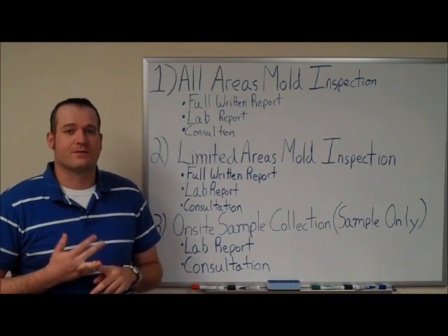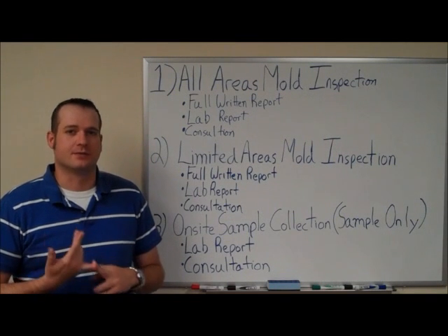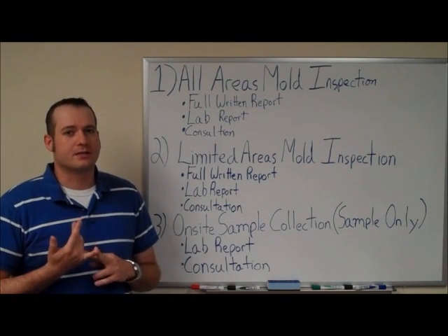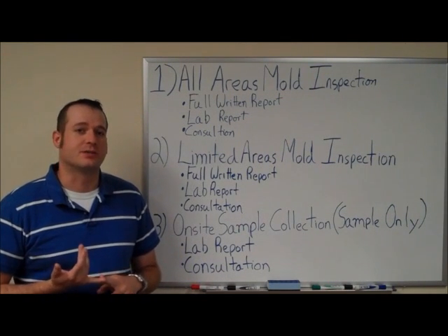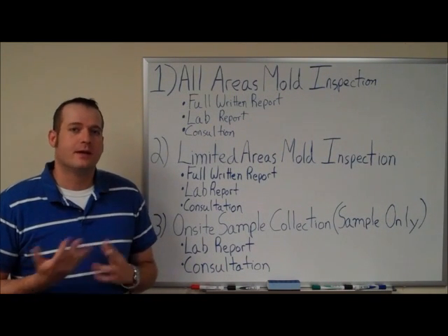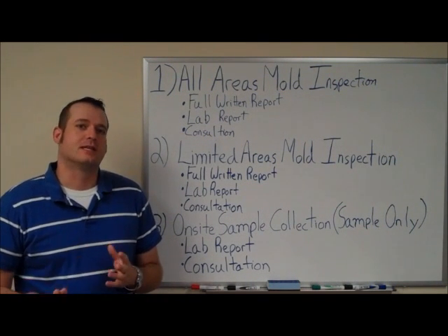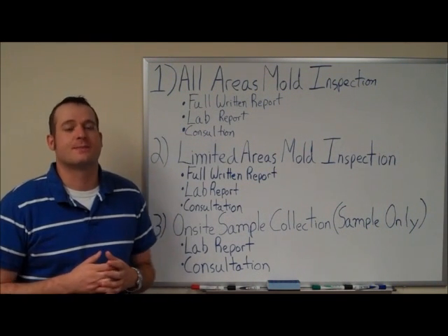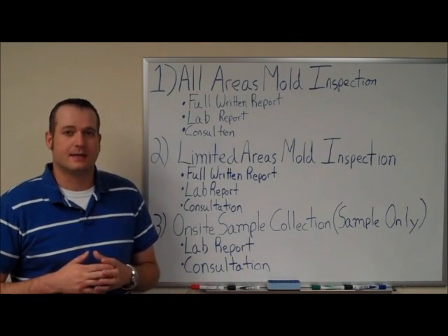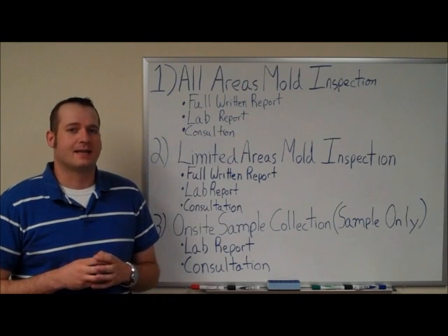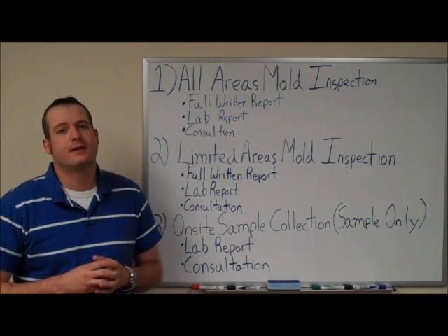The inspector would be looking for any visual signs of moisture intrusion or conditions conducive to mold growth. And they'd also be using some specialized equipment for moisture detection, such as moisture meters and hygrometers. Based on that inspection, if suspect conditions are found, they would typically be recommending microbial samples in combination with the inspection. They would sit down with the client and discuss those findings, and at that time the client would decide what samples, if any, they would like us to collect.